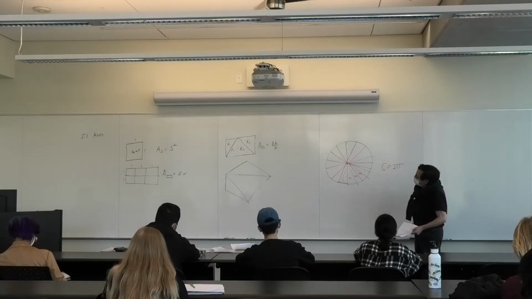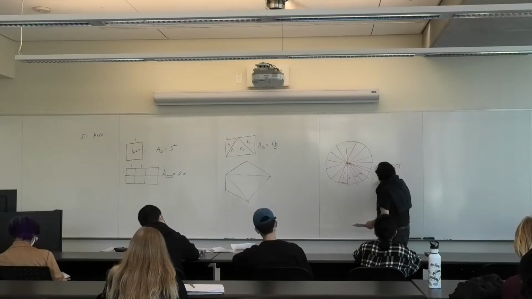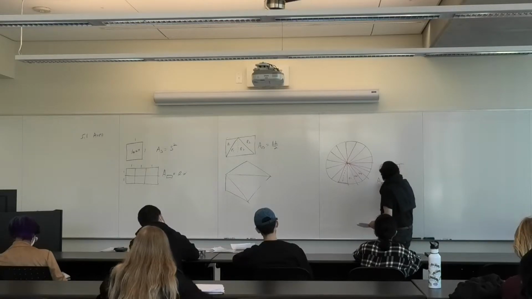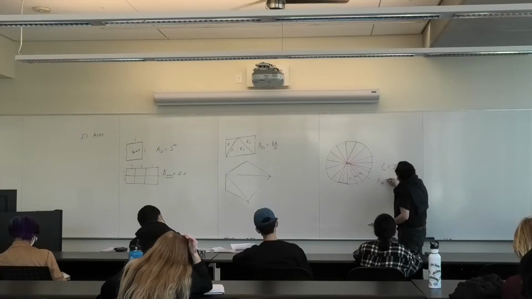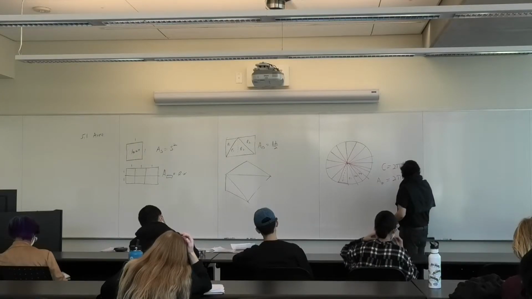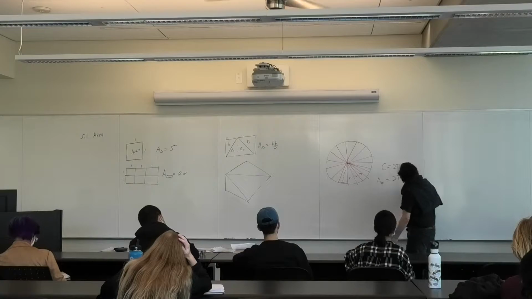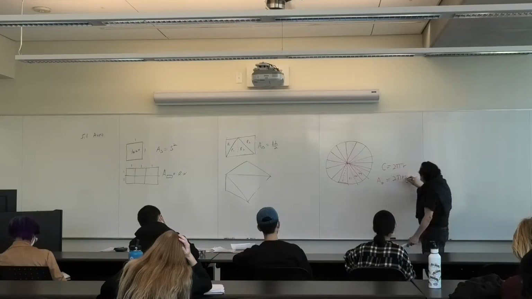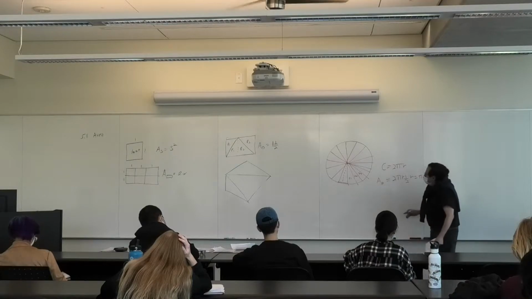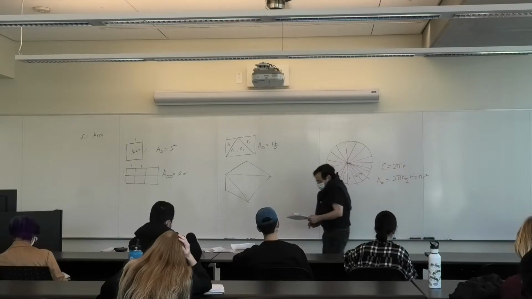So using our triangle formula, the area of the circle is going to be the circumference, 2 pi r, times 1/2 r, or pi r squared. So that's one way we can look at the area of a circle.